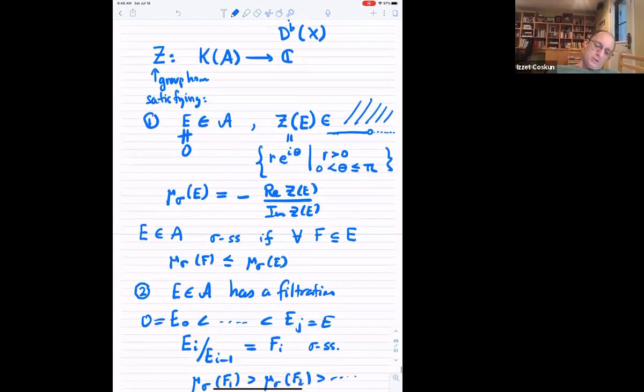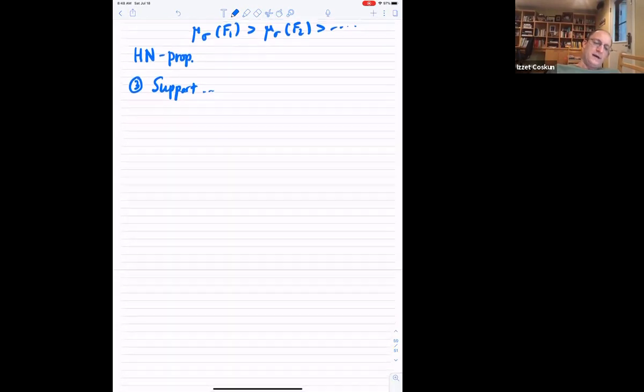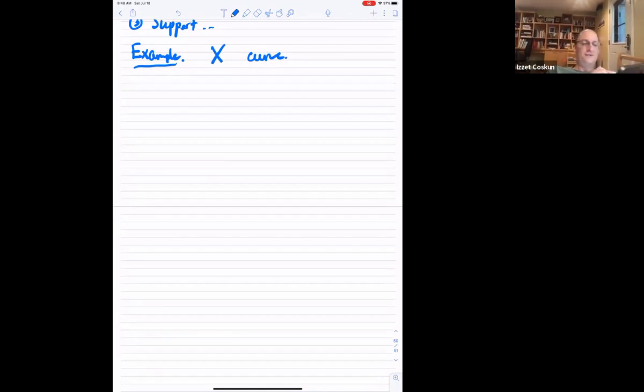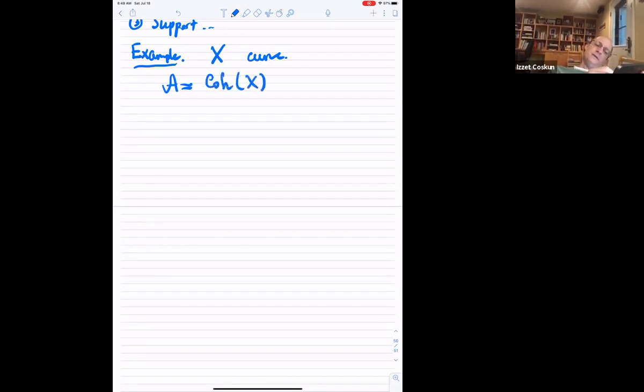Okay, so now what I should do is give you one example and one non-example, and then the main example. Okay, so let's do an example. If X is a curve, so a Riemann surface, a smooth projective curve, then you can take your A just to be the category of coherent sheaves on X. That's a perfectly nice abelian subcategory of the derived category of coherent sheaves on X.